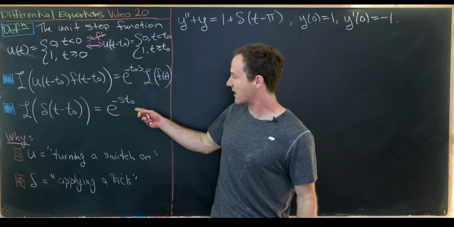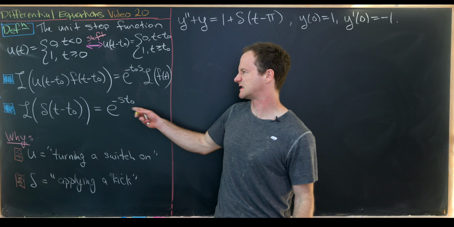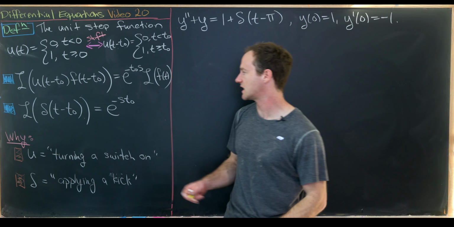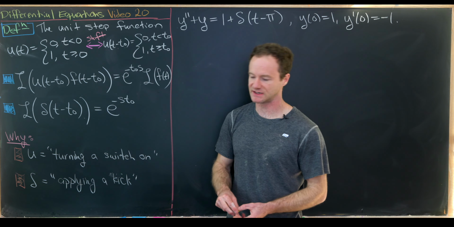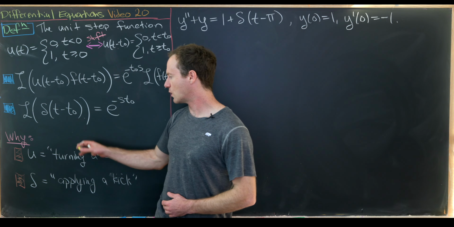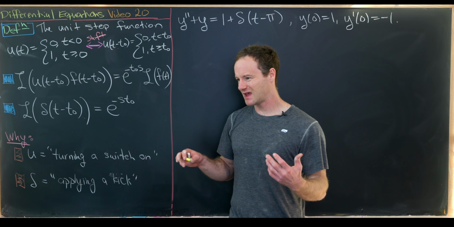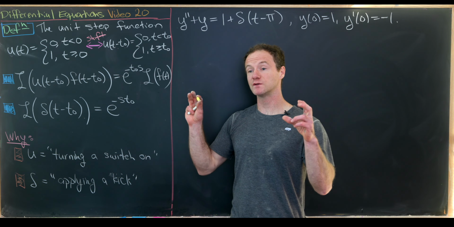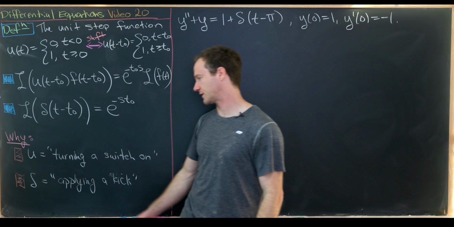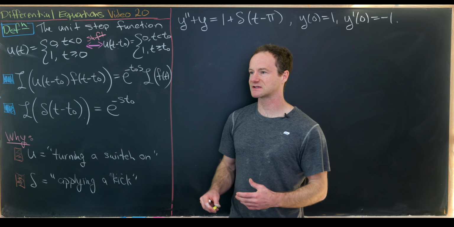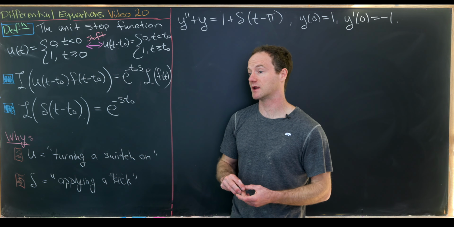So I've gathered what we got on the last board in this second box here. The Laplace transform of delta of t minus t0 is e to the minus s times t0. Now you might say, well, why would we need to work with these functions? I think maybe we can most simply describe it for the following reasons. So u is a function that mimics turning a switch on.